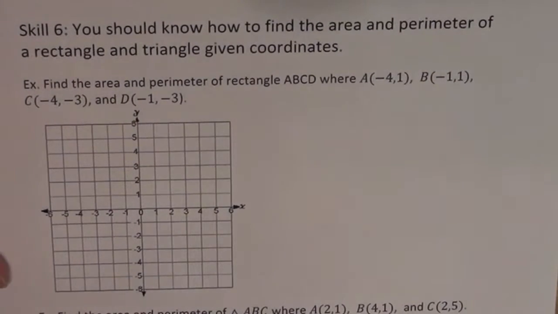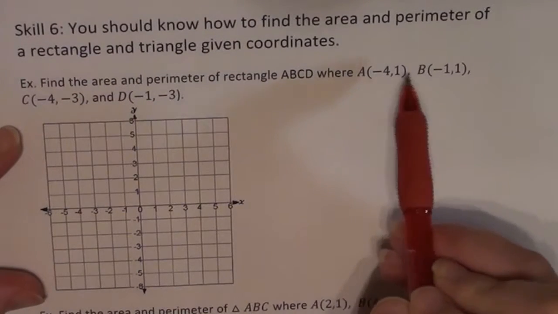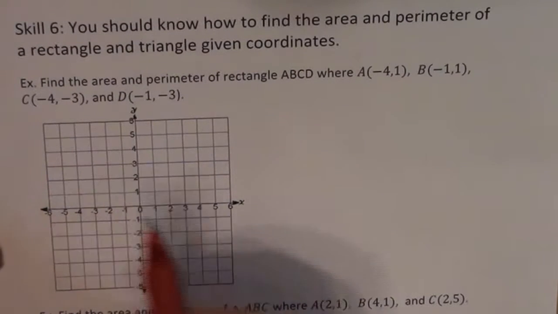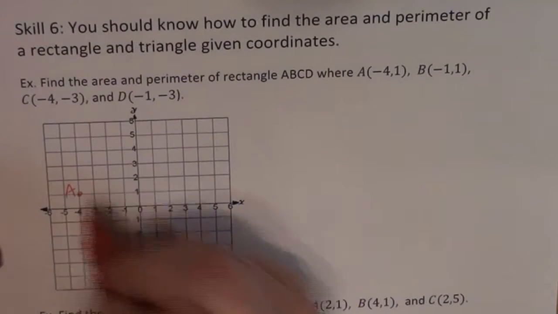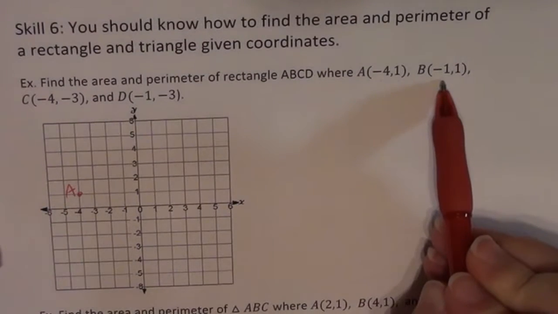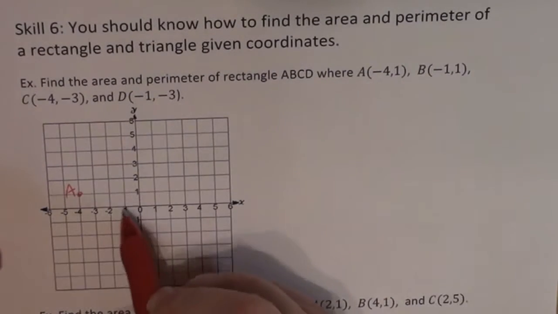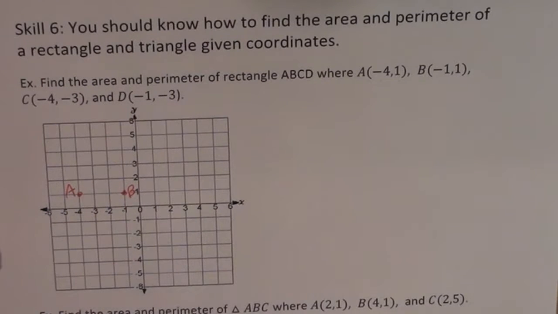Well, the first thing, especially because they give us a coordinate plane, x and y axes, we should plot those points. So (-4, 1) means left 4 and then up 1. 1, 2, 3, 4, up 1, we get point A. The point (-1, 1) means we go left 1 and then up 1. Point B.